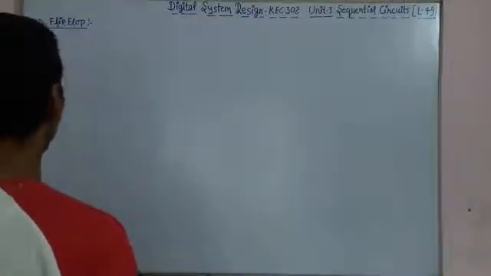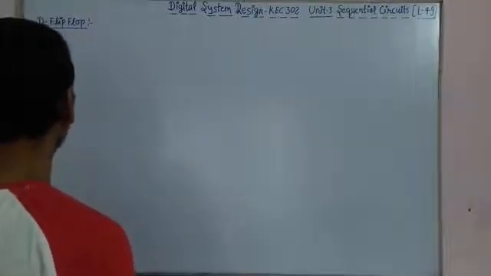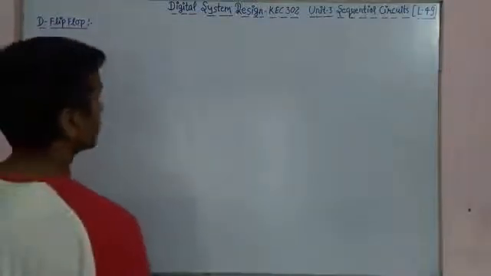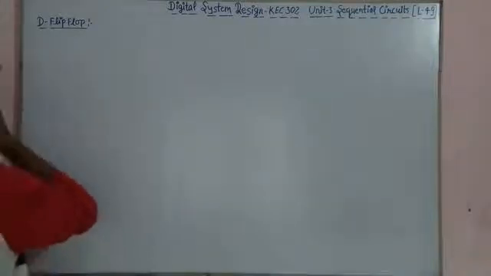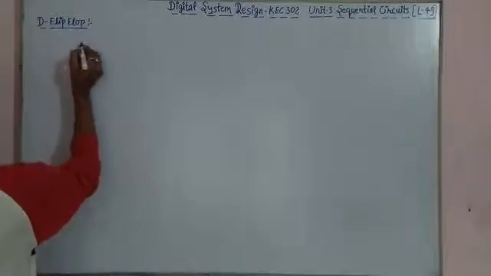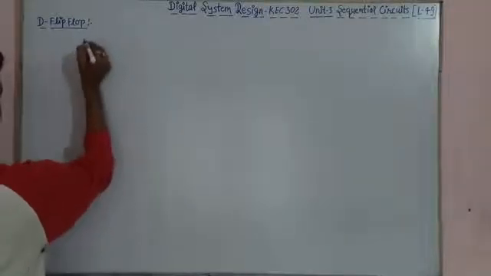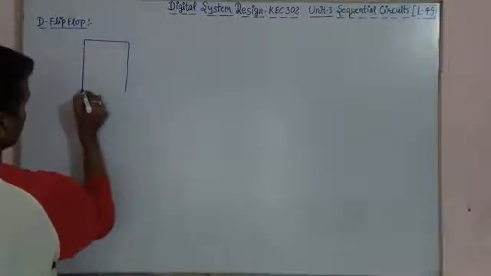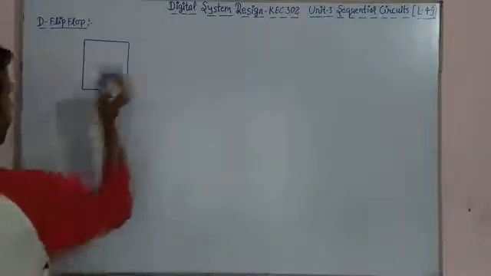Before starting this D flip-flop, you must remember the previous flip-flop truth tables and all other things. So first of all we will discuss JK flip-flop. You can see here, this is the block diagram or symbolic representation of JK flip-flop.